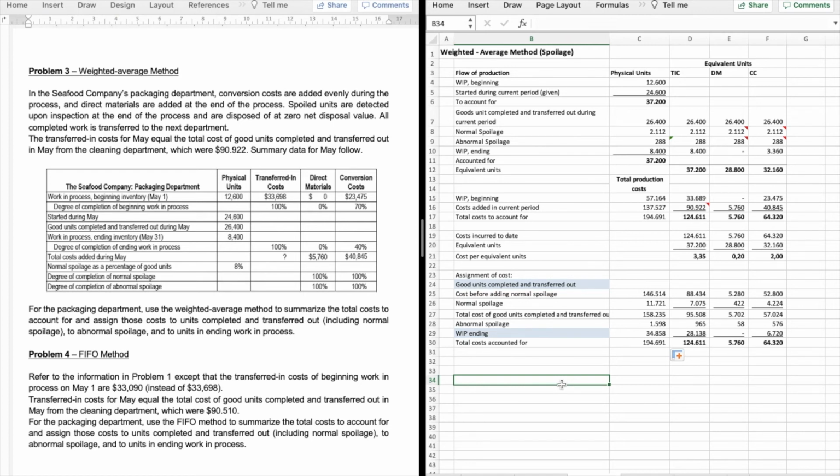And to shorten the duration of the video, I will not discuss problem 4 because the calculation for the spoilage is the same. The difference is that we are using the weighted average, and in problem 4 we will use the FIFO method. But I will give the answer in the answer set. Okay, so now we are going to move to problem 5, our last problem.